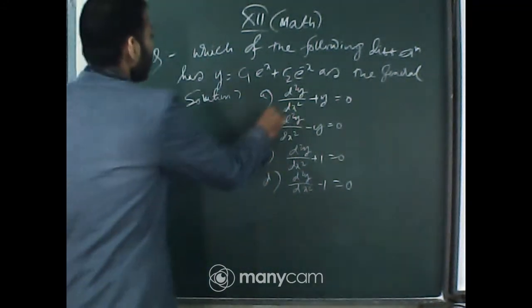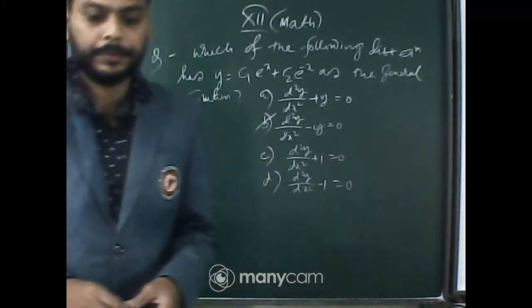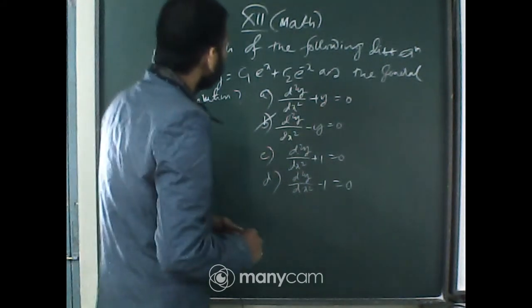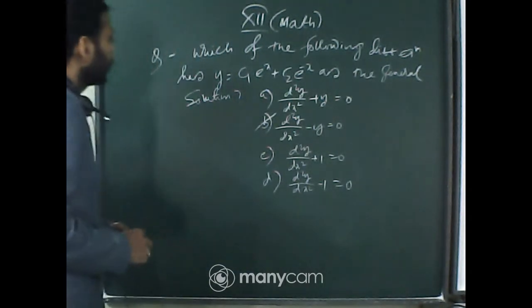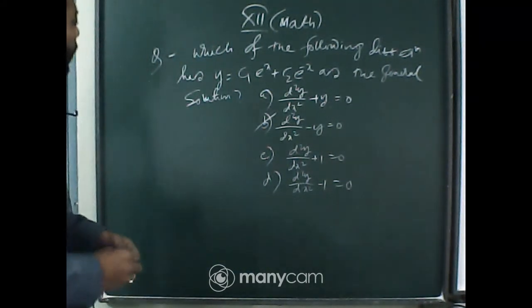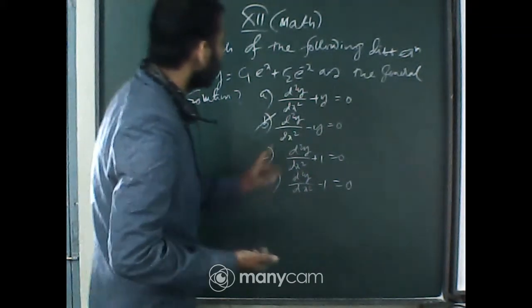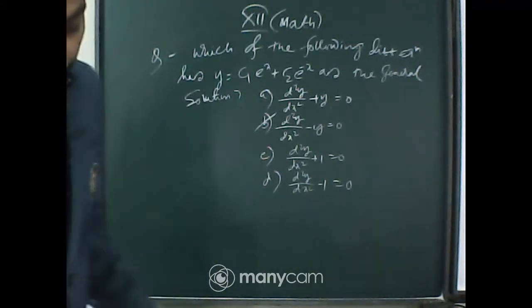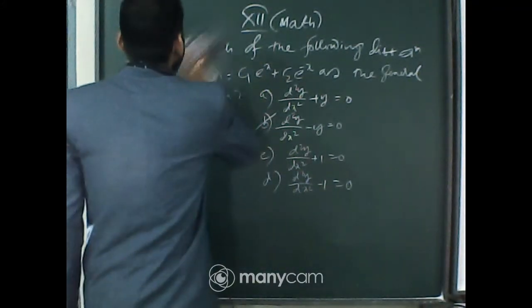Option B. Option B is the correct answer. Very good. Whenever you differentiate twice, it will give you y back again. That means d2y/dx2 equals y. That means d2y/dx2 minus y equals 0. Very good. So move on to the next question.